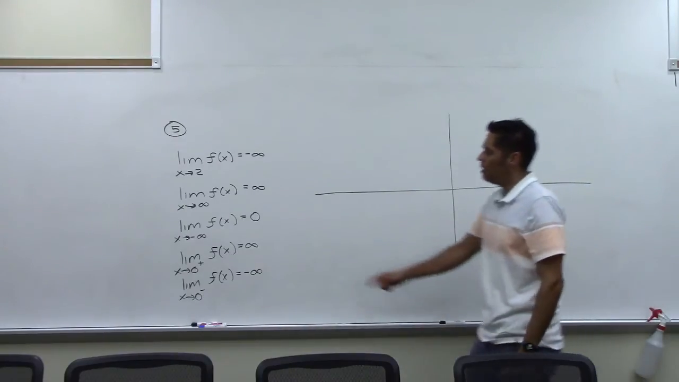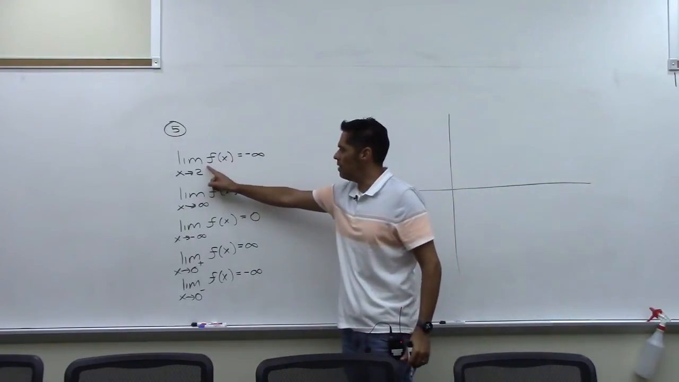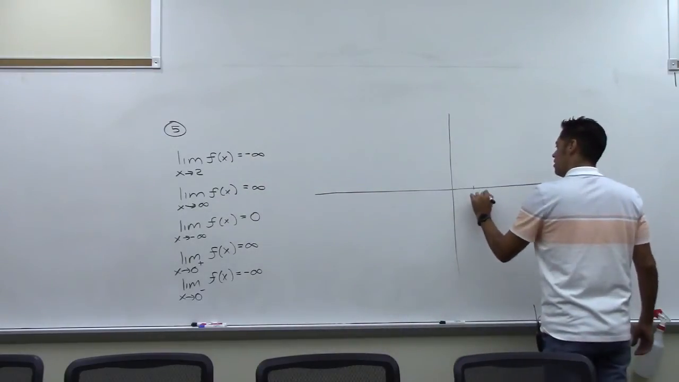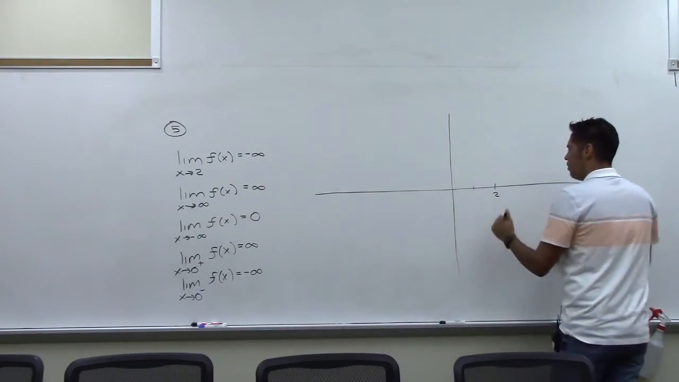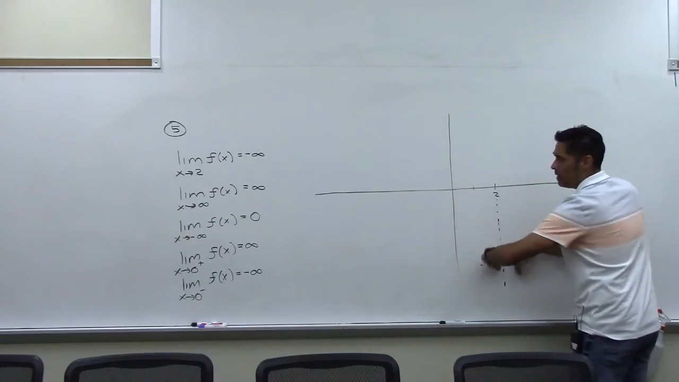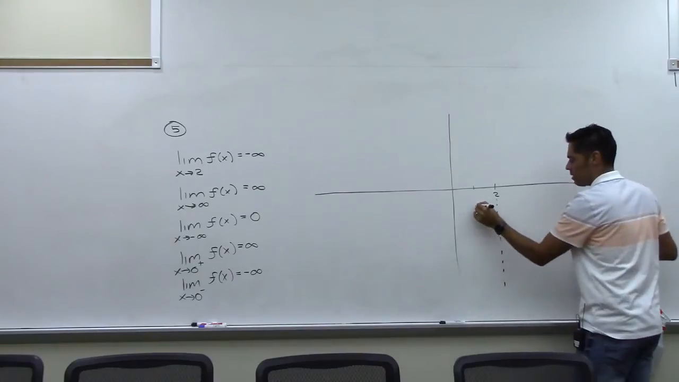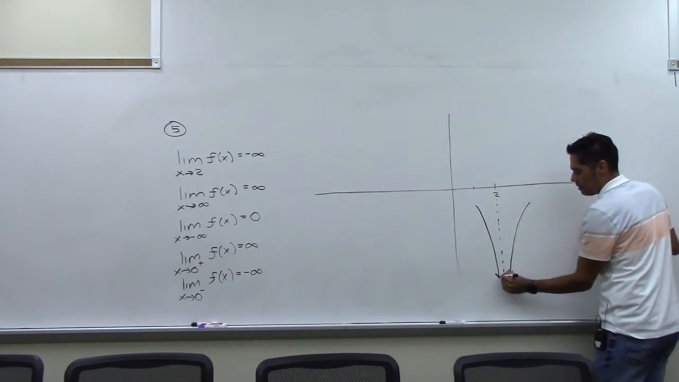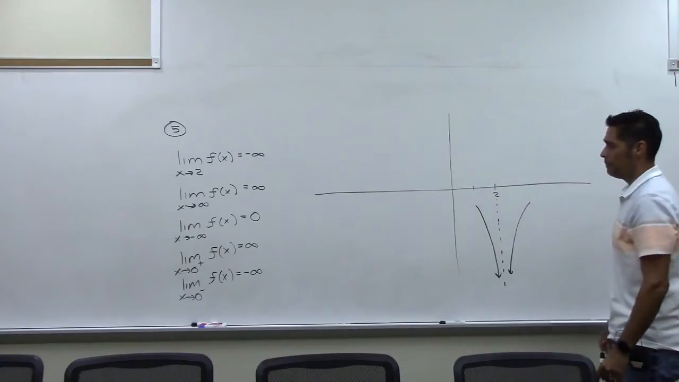All right, so let's look at drawing something that does that. When I approach 2 and it doesn't have plus or minus, that means from both sides I have to be going to negative infinity. So let's say this is 1, this is 2 here. I know my function needs to be approaching negative infinity from both sides. So I'll just kind of draw it down like this. And on this side, draw it down like this. And that should take care of that.